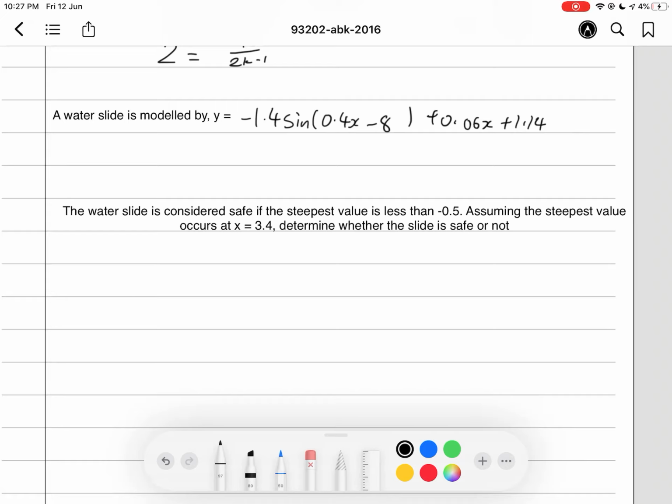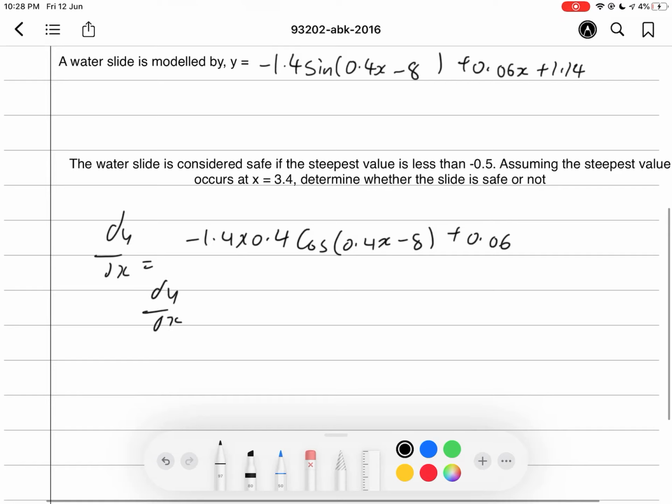Okay, so we just need to differentiate this equation. The derivative of negative sine goes to negative cos. The sign doesn't change from sine to cos, so negative sine goes to negative cos, and we need to multiply by the derivative of the inner function. The inner function is 0.4x minus 8, and the derivative of that is 0.4. So we need to multiply negative 1.4 by 0.4. Therefore, dy over dx equals negative 1.4 times 0.4 cos of 0.4x minus 8 plus 0.06, and the 1.14 is a constant, so it just disappears.